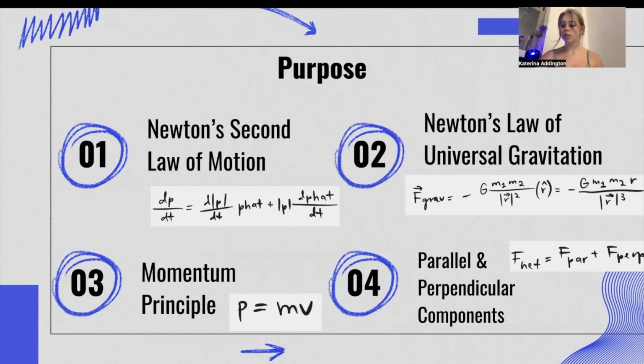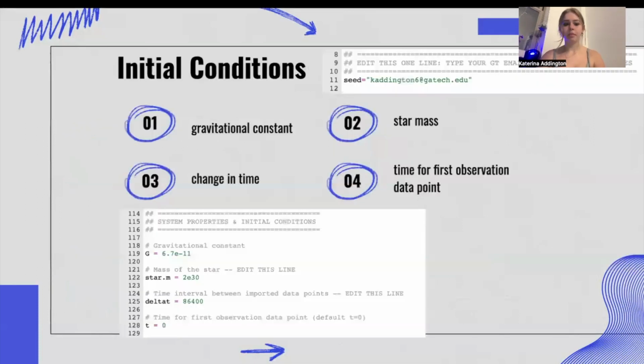And we will use Newton's second law to predict the motion of the planet and spaceships to find the initial velocity. So here we're using Newton's second law of motion, the law of universal gravitation, the momentum principle, and the parallel and perpendicular components, which again tie into Newton's second law.